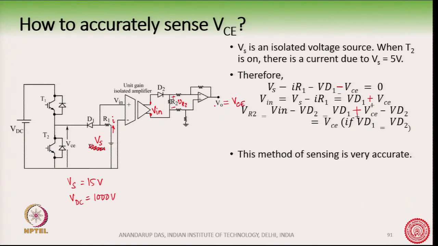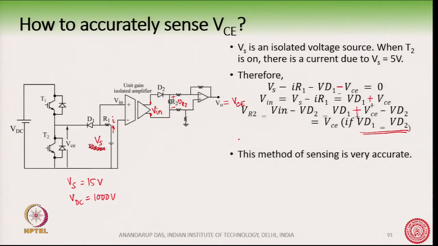So, we get this voltage here, but this diode drop has been taken care of. You see here VD1 and VD2, they are the same type of diode from the same manufacturer and probably the same lot. Therefore, whatever current is flowing here, I will allow the same current to flow here, then VD1 can be made equal to VD2, and so a very accurate sensing of this VCE voltage can be obtained here.